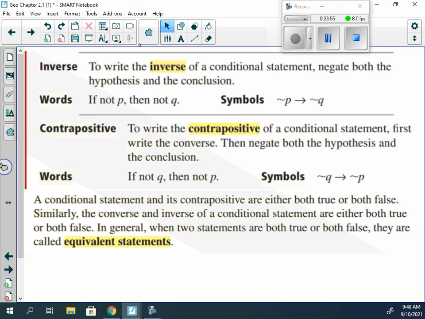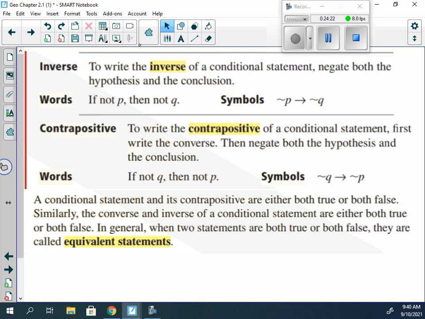The conditional statement, the contrapositive, the converse, and the inverse are going to be connected. If the conditional statement is true, normally its contrapositive will be true.